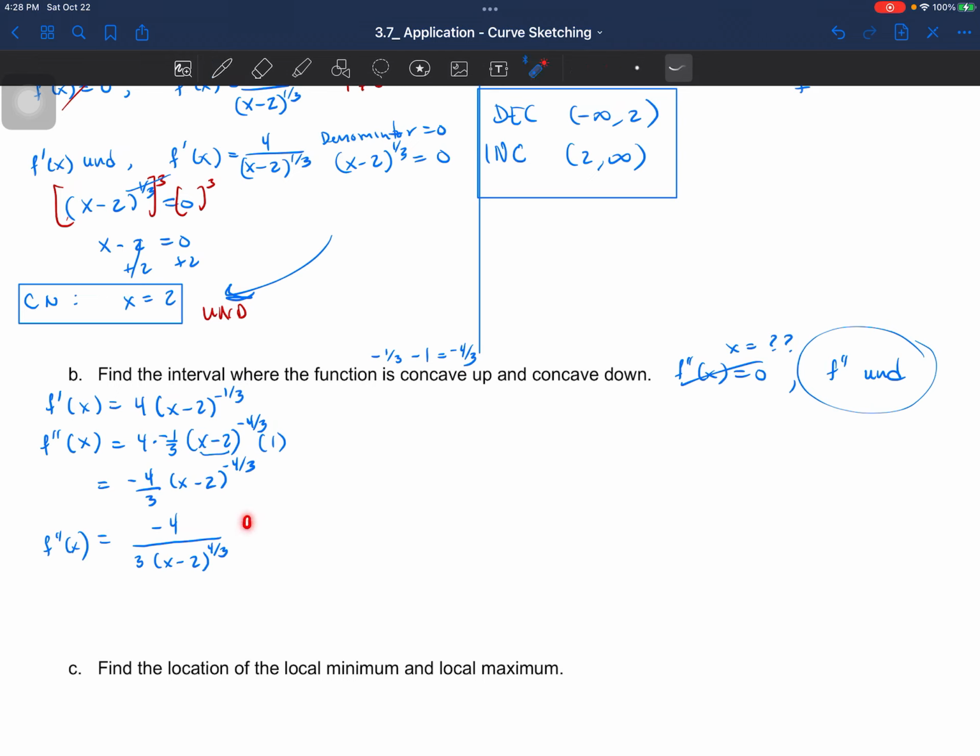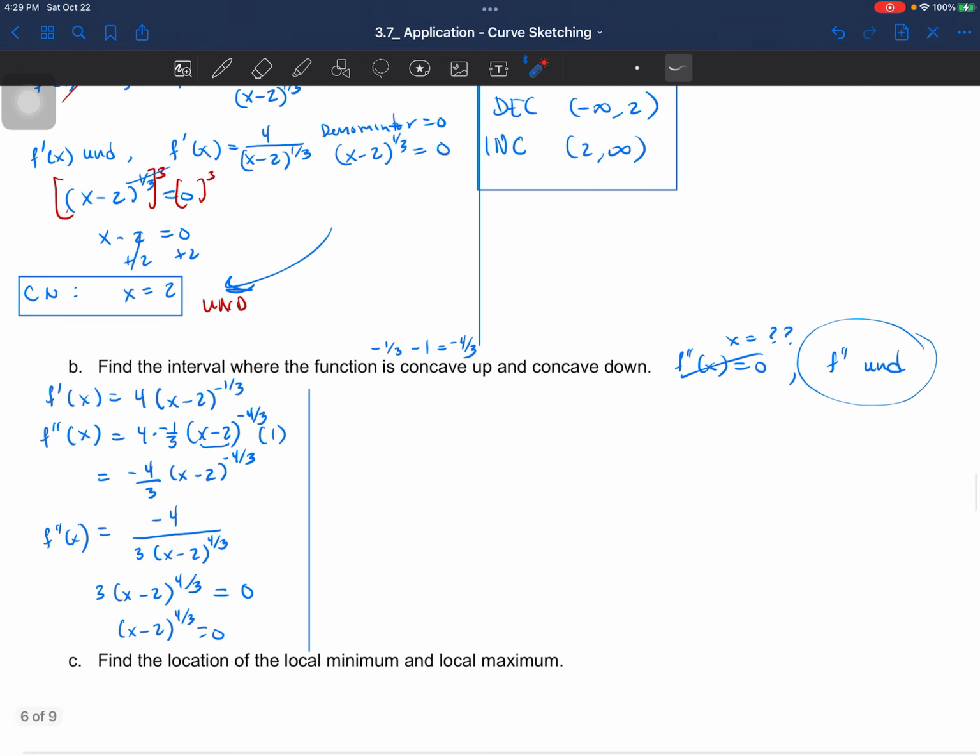So instead, we have the other alternative, and that is when f double prime is undefined. That's going to happen whenever the denominator is equal to 0. So take this and set it equal to 0. Let's take 3x minus 2 to the 4/3, set it equal to 0. We are dividing both sides by 3, and then taking the power.